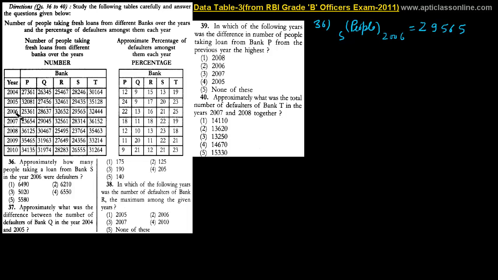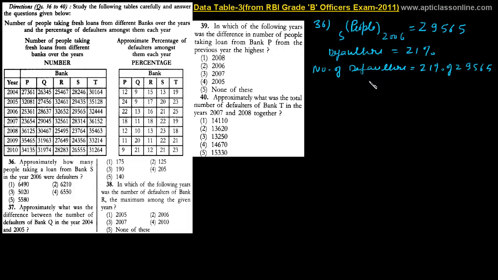So how many of them are defaulters for this column in 2006? If we move ahead, this is the defaulters percentage for S, this one. So the defaulters of S in 2006, what we have seen here, is 21%. So the number of defaulters is 21% of this figure, 29565. Okay, so just a simple calculation.